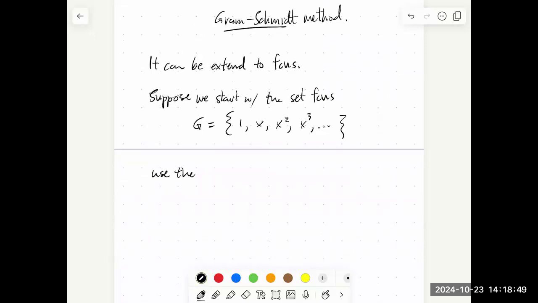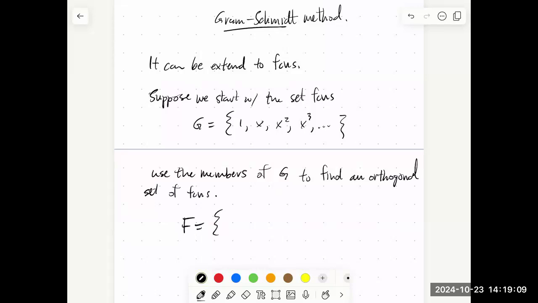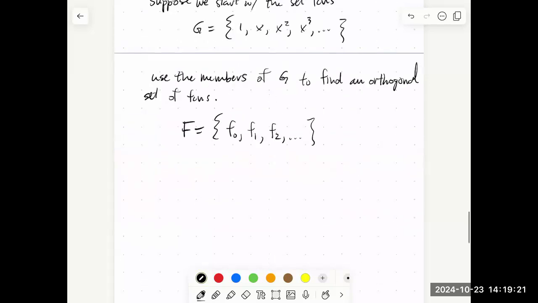Let's use the members of G to find an orthogonal set of functions. I called those F for some reason, so our functions will be F0, F1, F2, and so on. Remember, in that method the first step was a free choice, and we're just going to choose 1 to be part of our orthogonal set. So we first arbitrarily set F0 equal to 1.